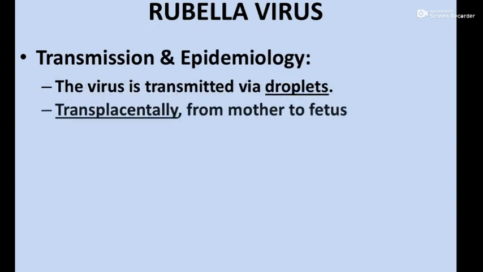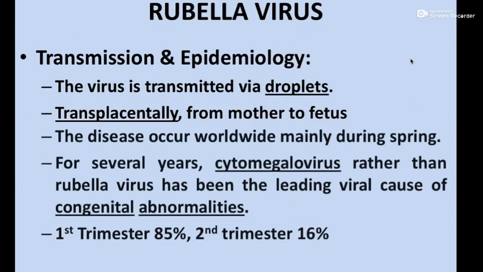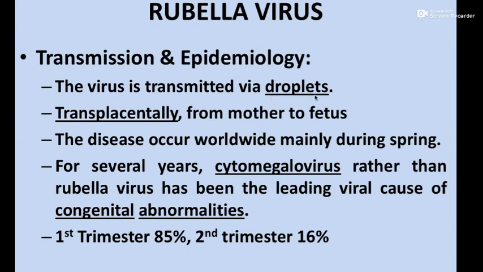Transmission مثل الميزلز والمامس، transmitted via respiratory droplets, طبعا highly contagious أيضا, and could be transmitted transplacentally from the mother to the fetus. The disease occurs worldwide mainly during spring، أكثر شيء بالربيع كل شوي. For several years, CMV rather than rubella causes congenital anomaly. ولحد الآن CMV أكثر من روبيلا.